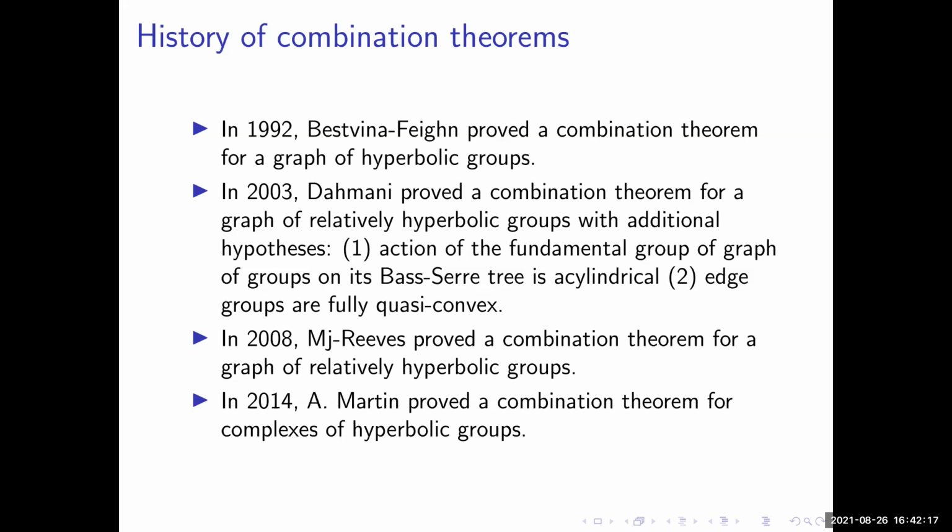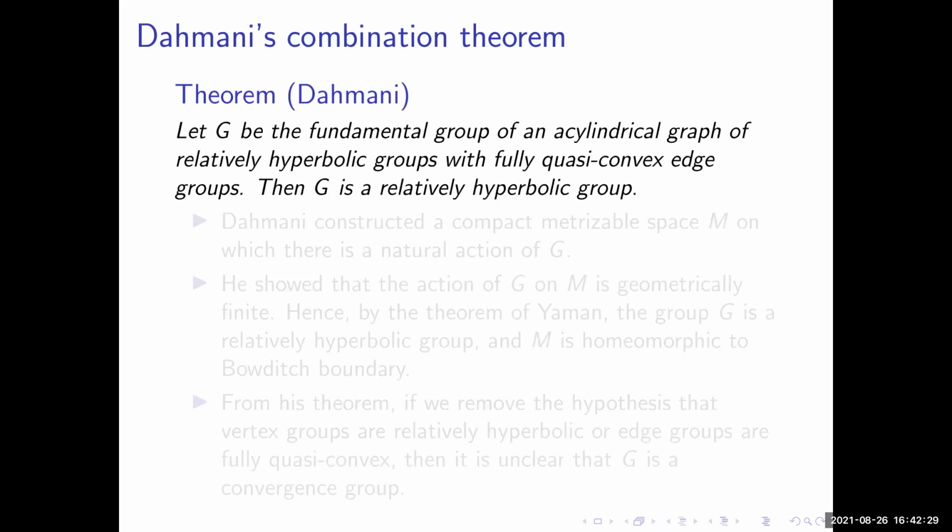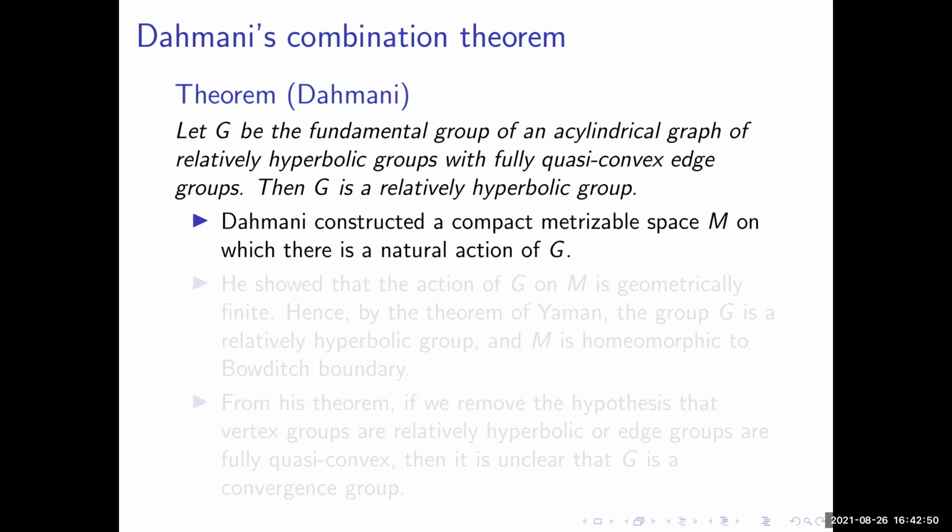So this was the history, but for us the most important combination theorem for this talk is the Dahmani combination theorem for relatively hyperbolic groups. It says: let G be the fundamental group of an acylindrical graph of relatively hyperbolic groups with fully quasi-convex edge groups. Not only that, in this theorem he explicitly described the Bowditch boundary and the parabolic structure, how we are getting the parabolics. There, Dahmani constructed a compact metrizable space M on which there is a natural action of the group G.